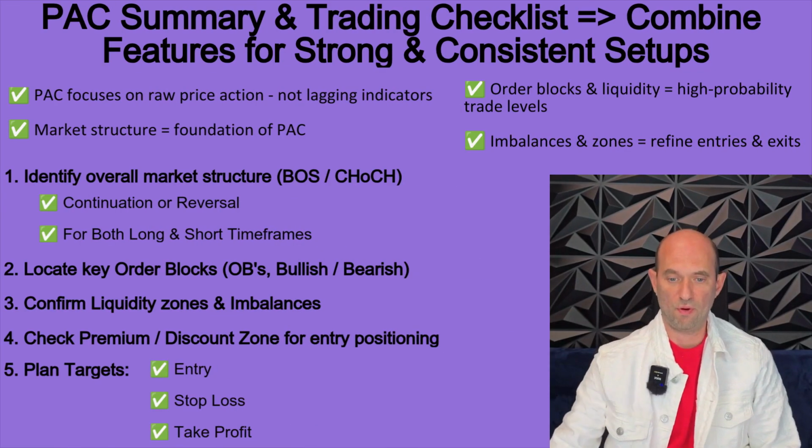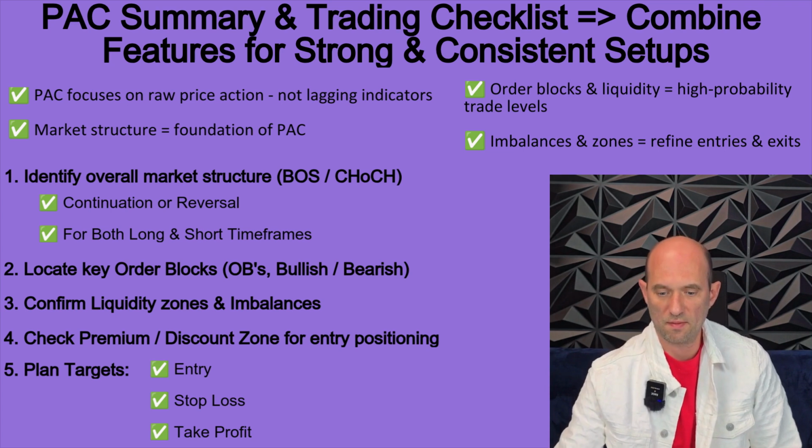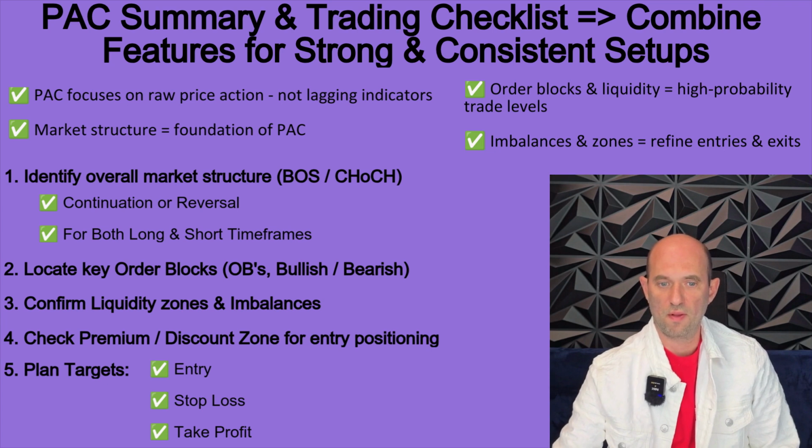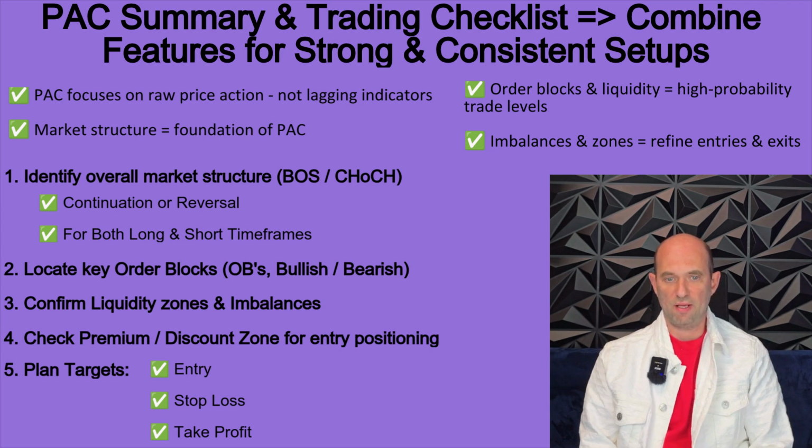To recap, always start by identifying market structure, BOS or CHoCH, across both long and short time frames. Locate order blocks for support and resistance. Confirm liquidity zones and imbalances. Check premium and discount zones for ideal entry points. And plan your targets, stop loss, and take profit levels in advance. PAC is about trading raw price action, not lagging indicators. Combine these features for consistent, high-probability setups.